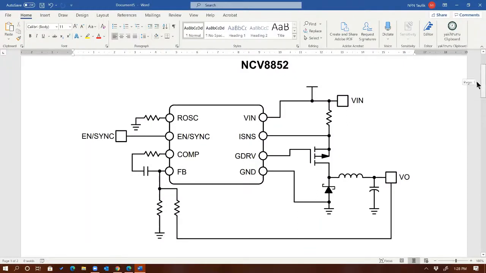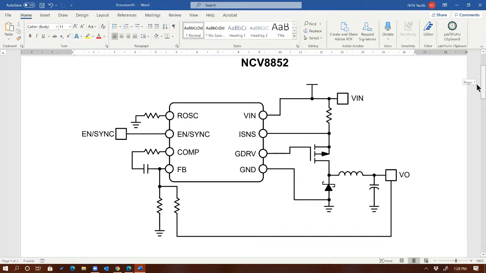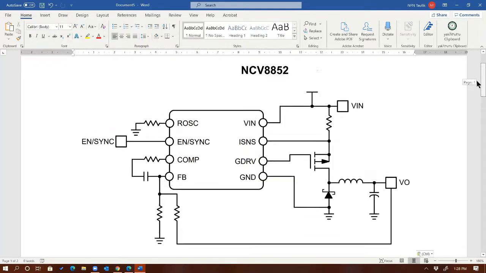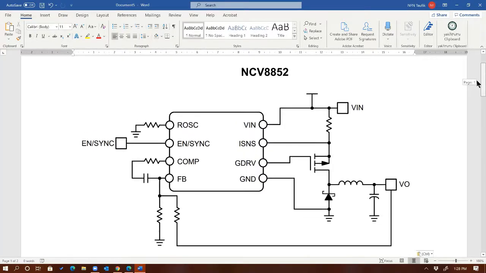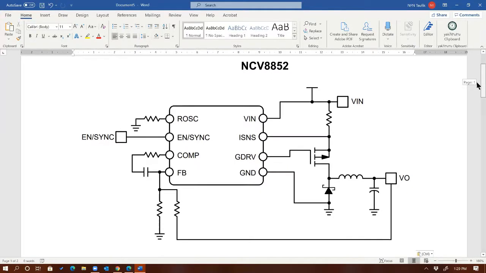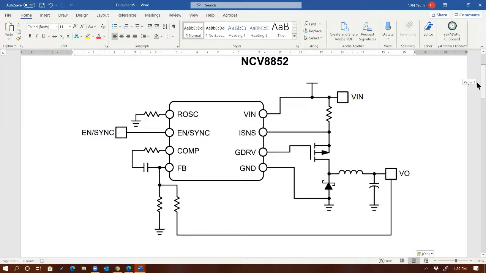I captured the screen from different websites, and you can see this is from On Semiconductor. That's the chip number, NCV8852. Can you tell whether or not this is synchronous or non-synchronous? Anybody? Non-synchronous? Because it has that diode? Exactly. This is non-synchronous. What topology? Buck? Because the output's the inductor? Very good. So now we have a non-synchronous controller, right?